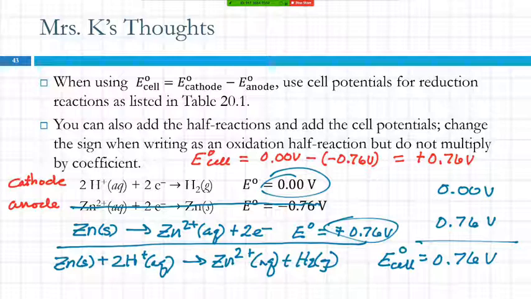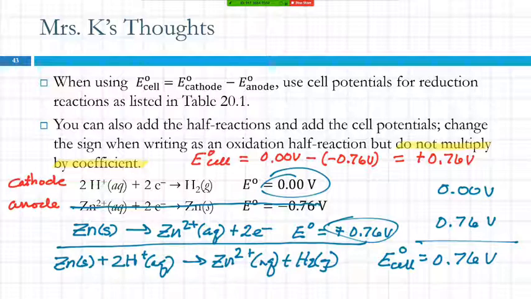Important thing to note here, you do not multiply the cell potential by a coefficient. So if this is multiplied by 2 or 3 or whatever, the cell potential is not multiplied. It's an intensive property. It doesn't depend on how much there is.